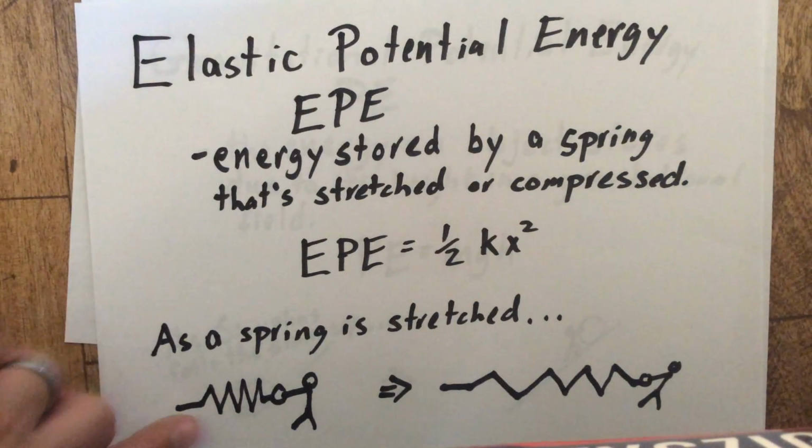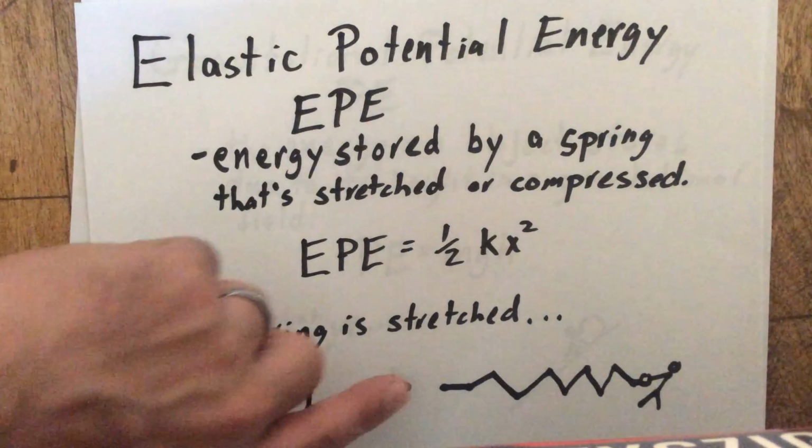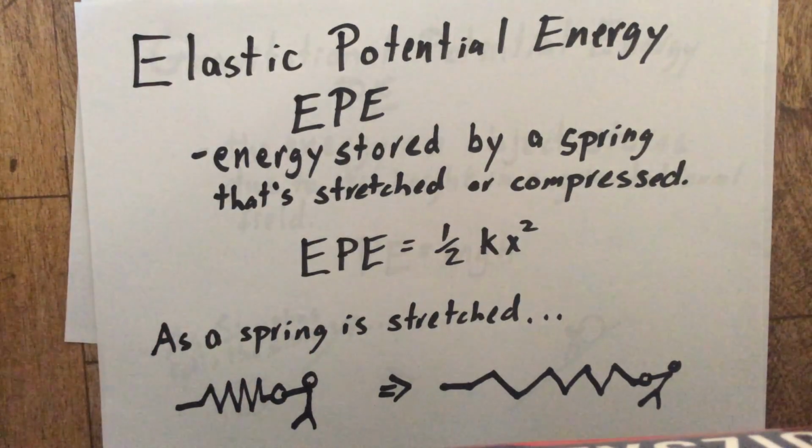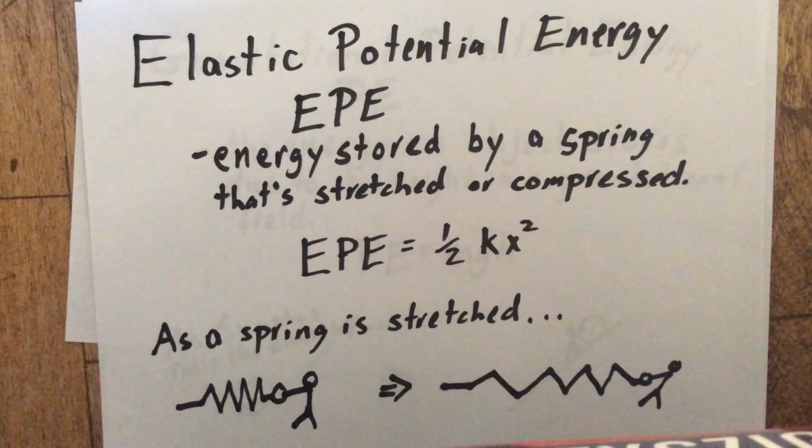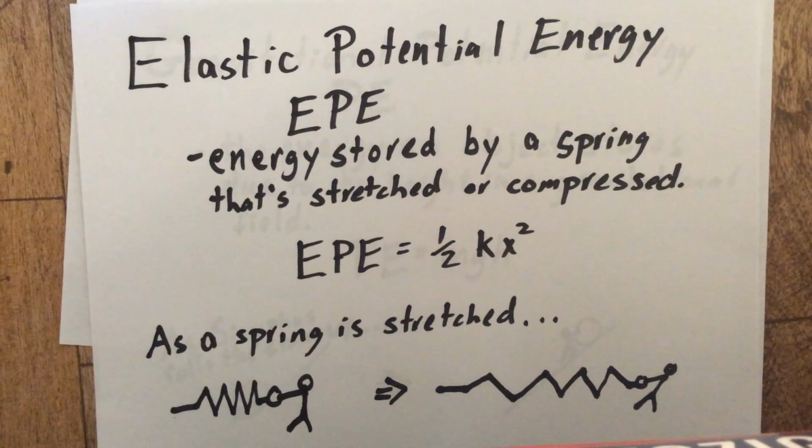So if we had a guy here holding onto a big spring and he pulls it even more, as that spring is stretched, it's going to store more elastic potential energy. So if you think about pulling a rubber band, as you stretch it out, it's going to have more of a tendency to snap back.